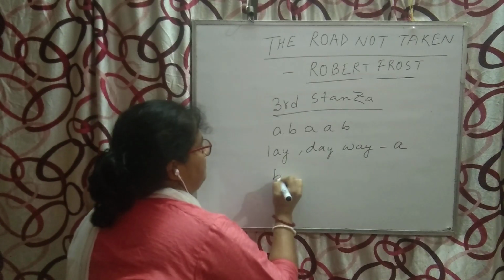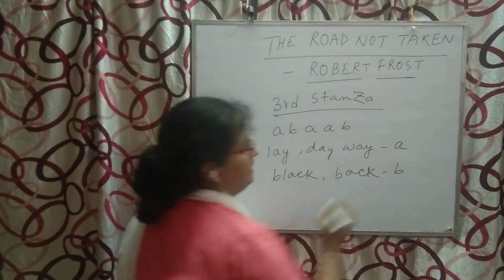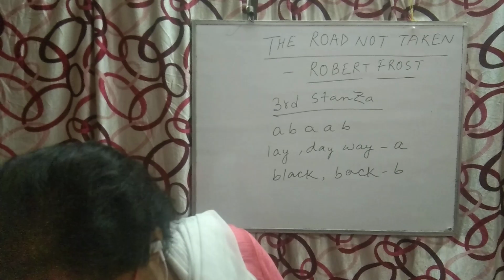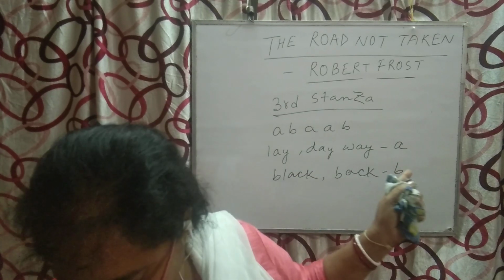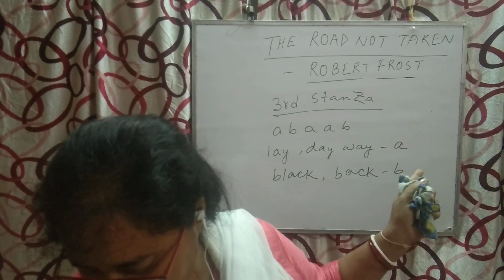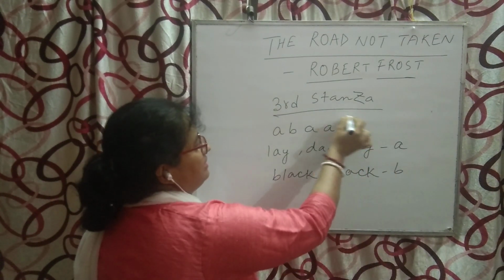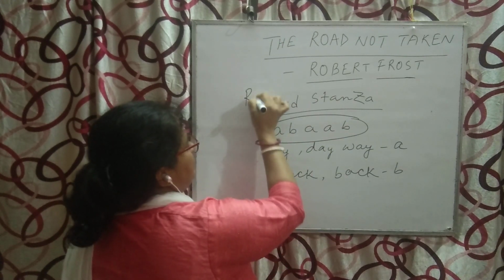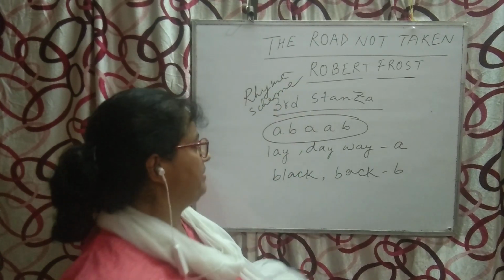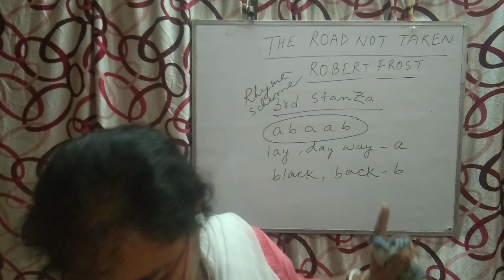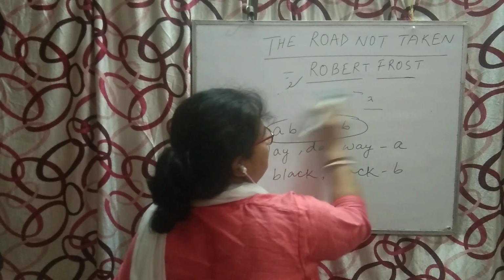Black and back. We mark it B. Now see, lay, black, then day, way, back. If we mark it in this way, lay A, black B, day A, way A once again, and then back B. Then what is the rhyme scheme altogether? The rhyme scheme will be A, B, A, B. Correct? Is it correct to you? Okay, fine.